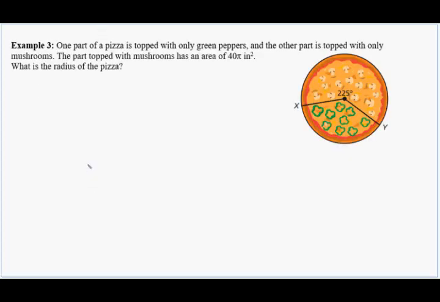All right, example 3, we got a pizza. One part of a pizza is topped with only green peppers, and the other part is topped only with mushrooms. The part topped with mushrooms has an area of 40 pi inches squared. What is the radius of the pizza? So here now, we're just solving for a different variable. Area of the sector is our fraction, x over 360, times the full area, pi r squared.